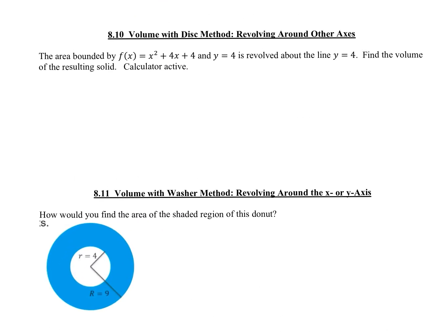Here we go. The area bounded by this graph and y equals 4 is revolved around y equals 4. Weird. Find the volume. Let's go take a peek. This is calculator active, so let's plug in x squared plus 4x plus 4 and see what it looks like, and y equals 4.